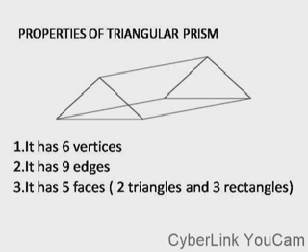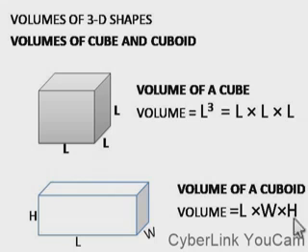Let's quickly move to the volume of cube and cuboids. From here we shall be looking at the properties of cube and cuboid, and you can see both of them have 6 faces, they have 8 vertices, and also 12 edges. But what can we say is the difference between these two shapes? This one is a cube, while this one is a cuboid. What is the actual difference between a cube and a cuboid?